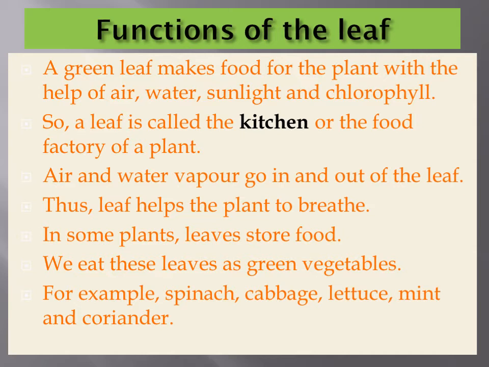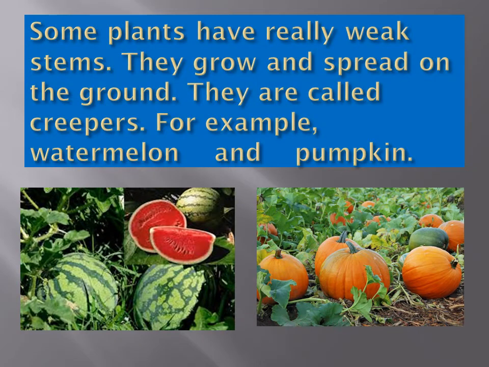In some plants, leaves store food. We eat these leaves as green vegetables. For example, spinach, cabbage, lettuce, mint and coriander. Some plants have really weak stems. They grow and spread on the ground. They are called creepers. For example, watermelon and pumpkin.